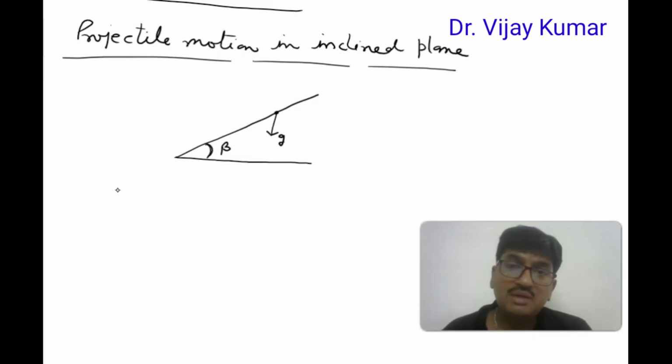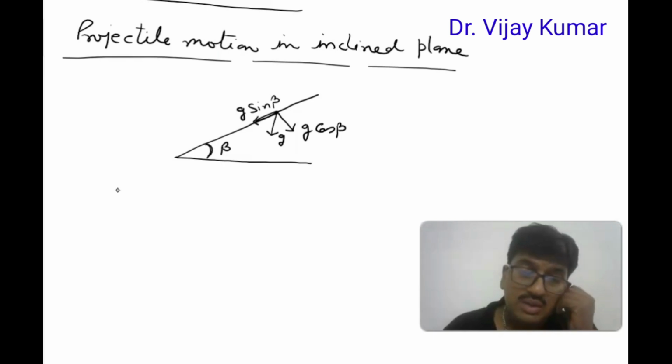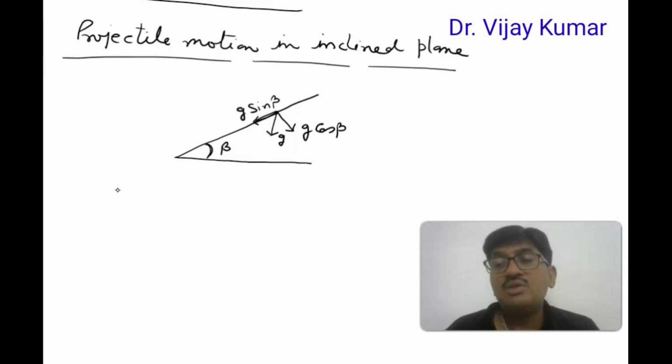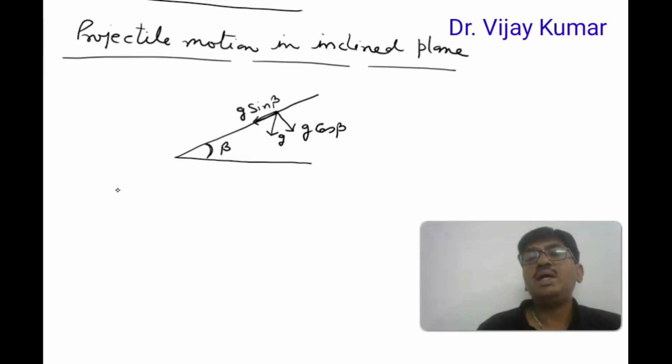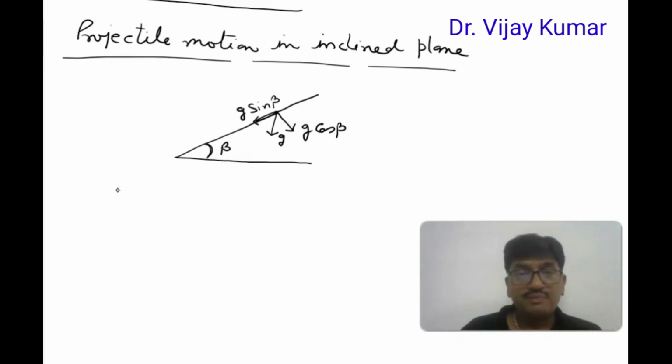If this angle is beta, then one component of g should be g cos beta like this, and this component should be g sin beta. This is the component g cos beta, and this is the component g sin beta. So acceleration has two components, g cos beta and g sin beta, due to the inclination of the plane.